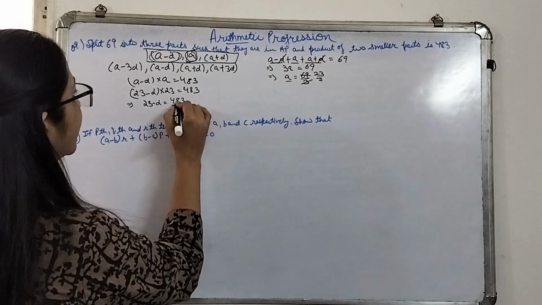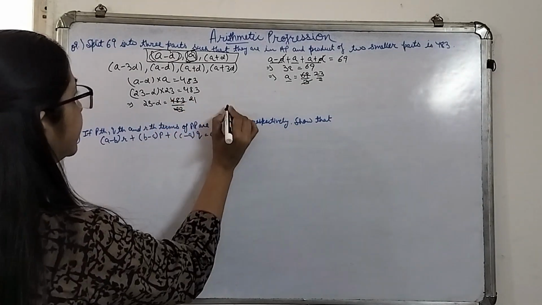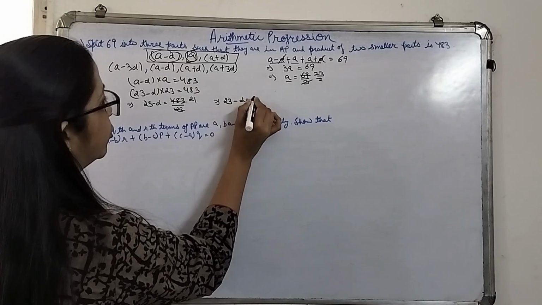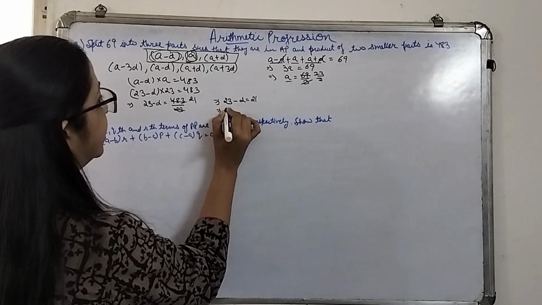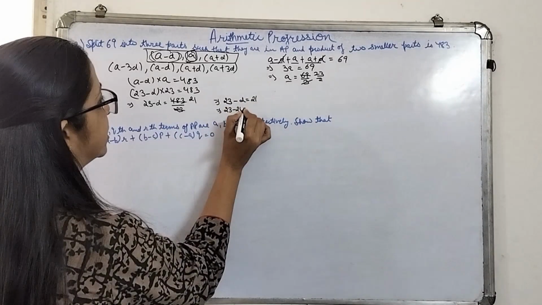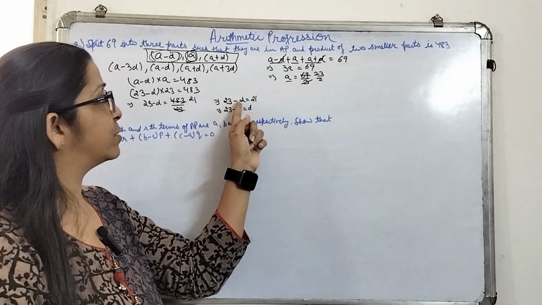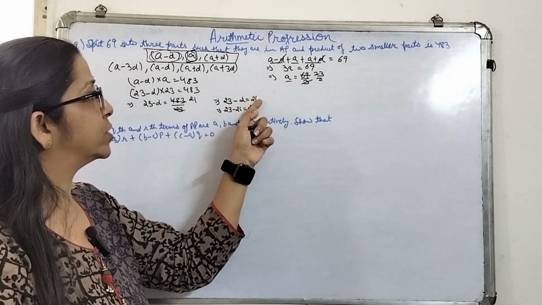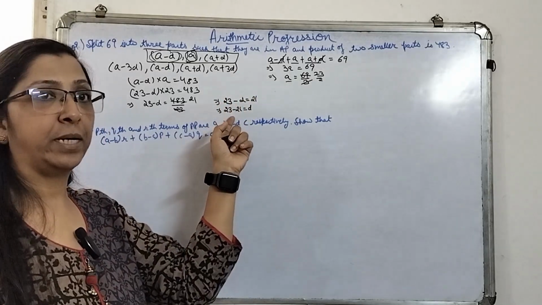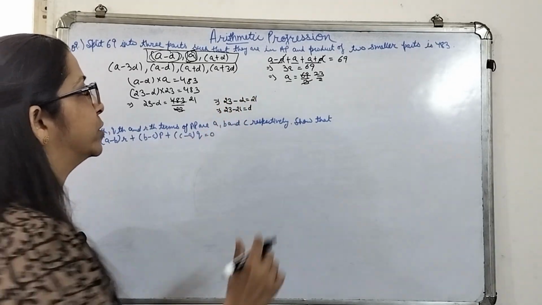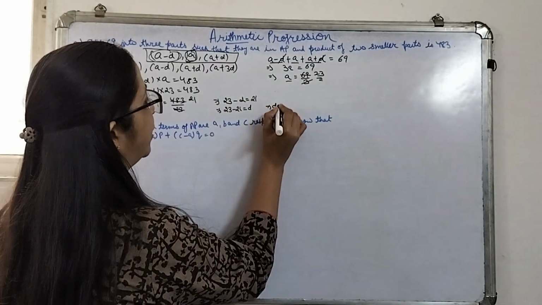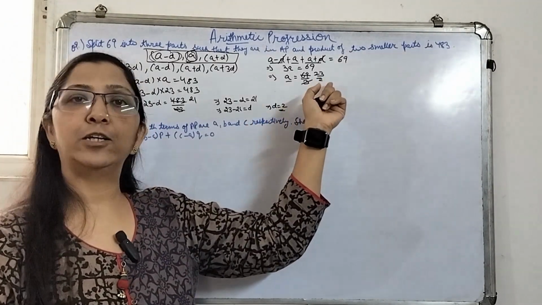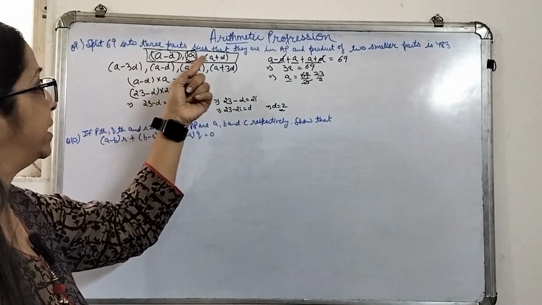That is 21. That means 23 minus D is equivalent to 21, or we can say 23 minus 21 is the value of D. We have taken this minus D over here in the RHS part, it will become positive, and this positive 21 we have taken in the LHS part, so it will become negative. So that's the reason the value of D will be 2. Now we have the value of D, we have the value of A. So we can find the 3 terms.